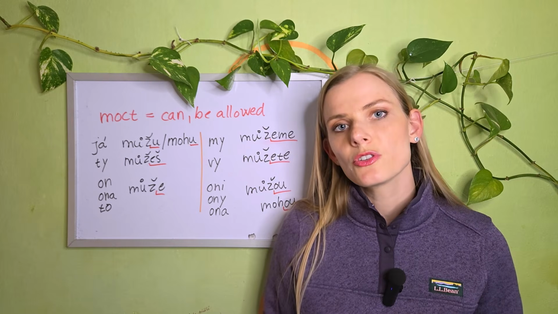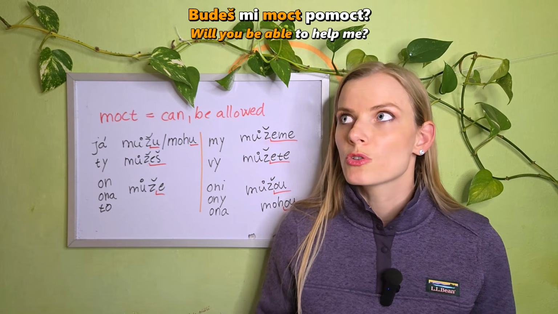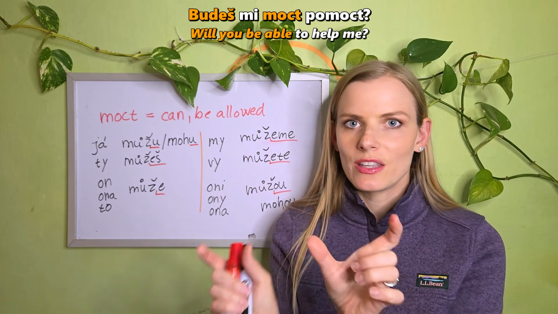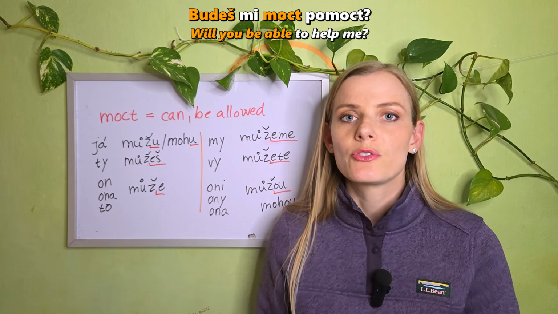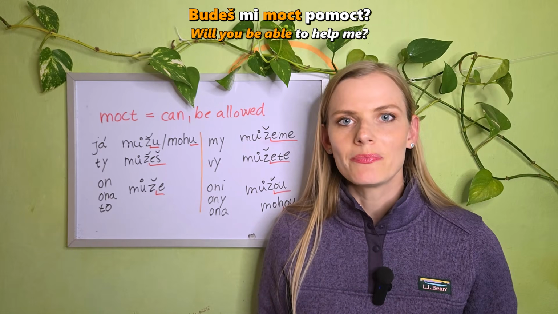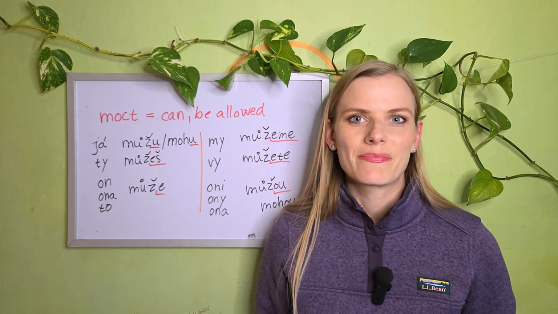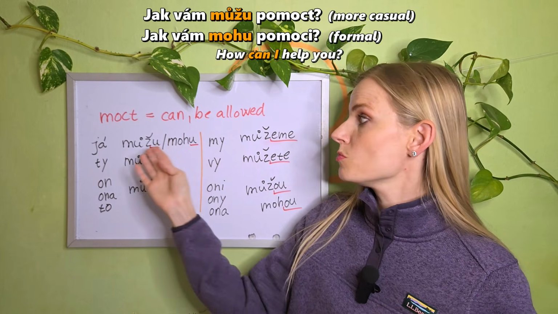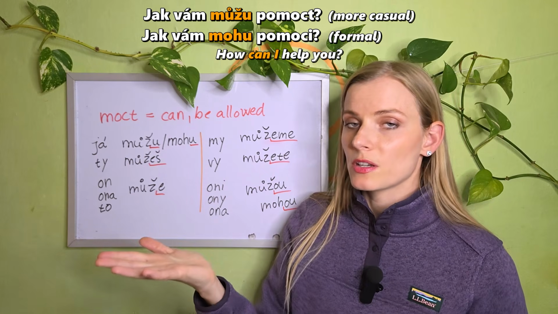You could use the future tense as well. Budeš mi moct pomoct? Here you can see that these two verbs are actually, they have the same base and the same conjugation. Moct and pomoct. Will you be able to help me? Budeš mi moct pomoct? And for example, an operator could ask, jak vám můžu pomoct? How can I help you?